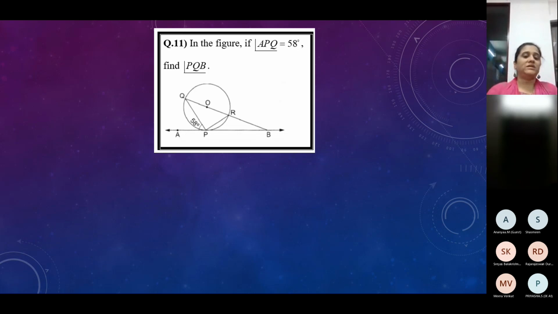Now think about this and tell me, how do you find angle PQB?